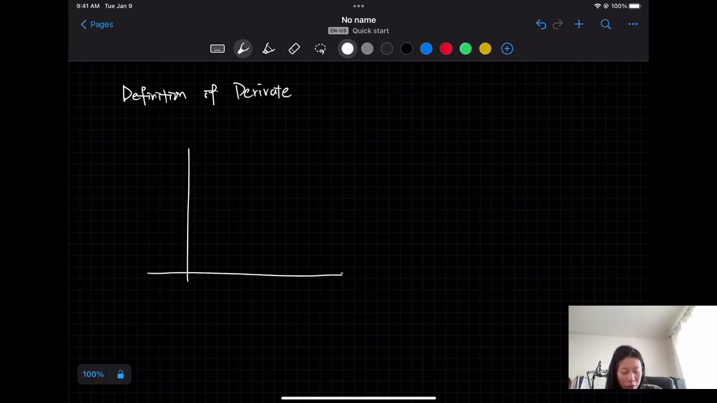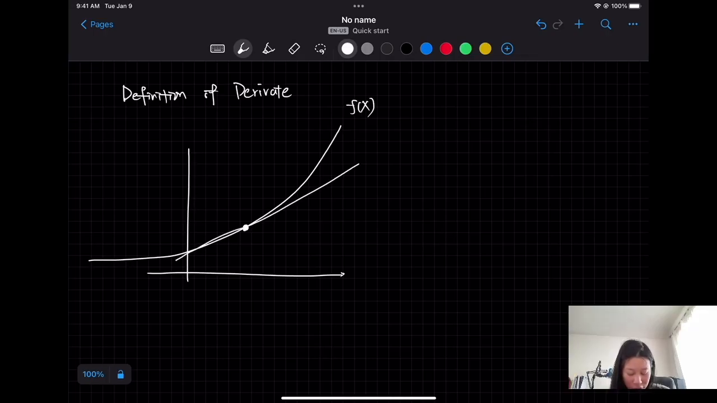If you remember, if I have a curve and want to find the tangent line at this point, I will find a secant line where these two points are close enough. The shorter the distance, as point B approaches point A, the secant line AB is going to approach the tangent line at A.